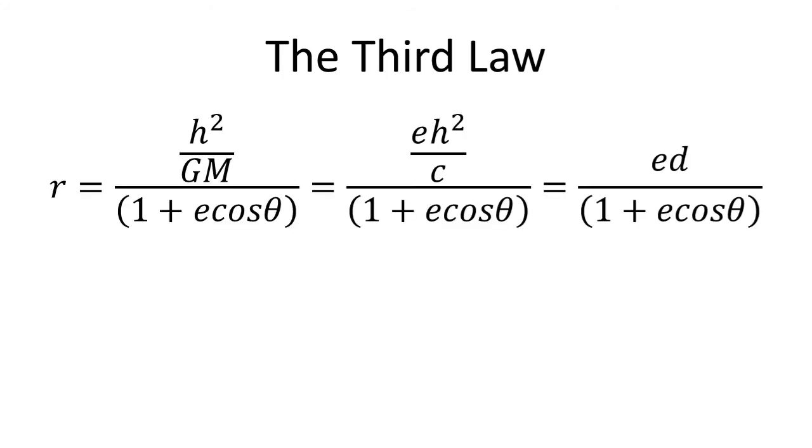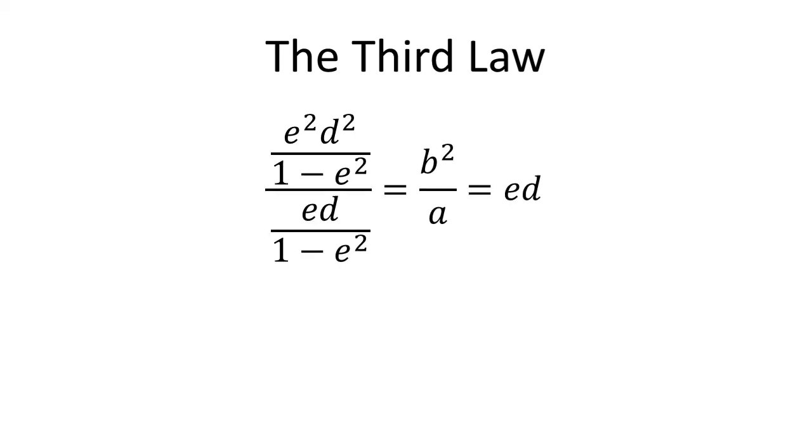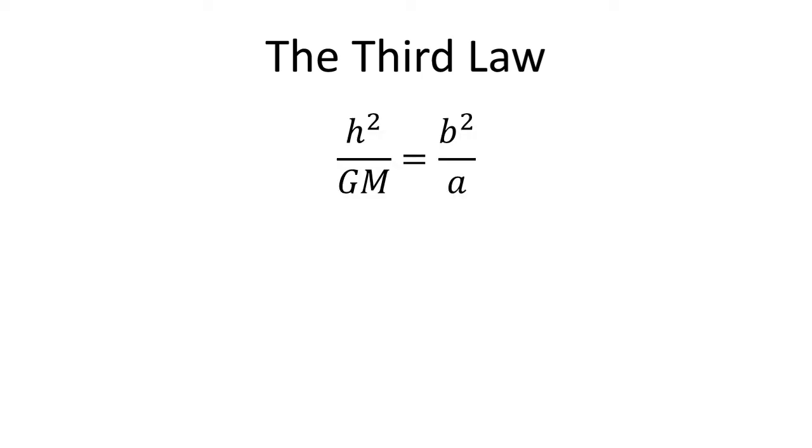This expression for r was generated as part of the proof of the first law. From it, it can be seen that h squared over GM equals ed, where G is the universal gravitational constant, M is the mass of the Sun, e is the eccentricity of the ellipse, and d is the directrix. Using properties of conic sections, it is also possible to determine that b squared over a is also equal to ed. This leads to the conclusion that h squared over GM equals b squared over a. Rearranging this expression gives h squared equals GM b squared over a.